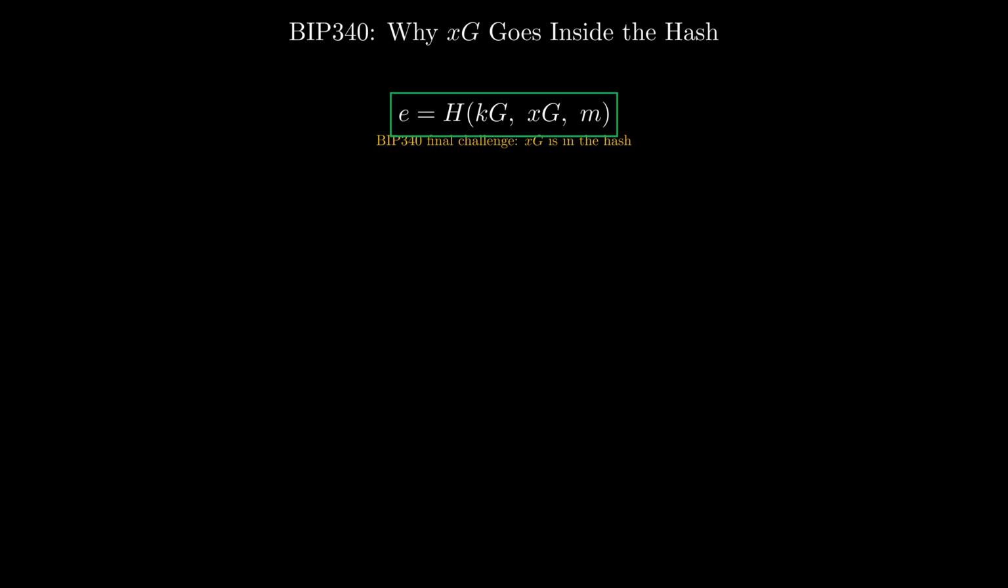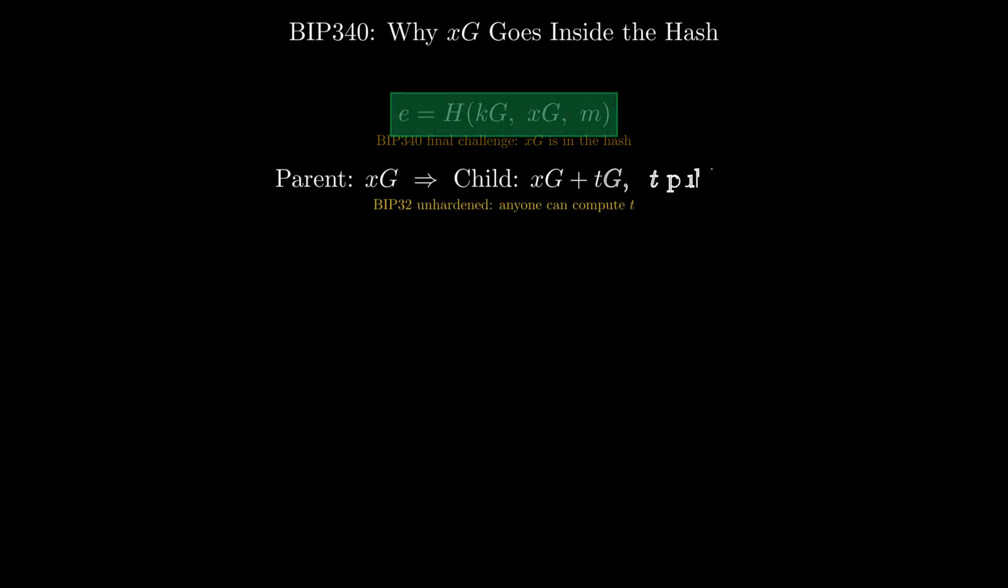So why include capital XG inside the hash? To see why, consider Bitcoin's BIP32 unhardened key derivation. A parent public key capital XG produces a child key equal to capital XG plus TG, where the offset T is publicly derivable by anyone.